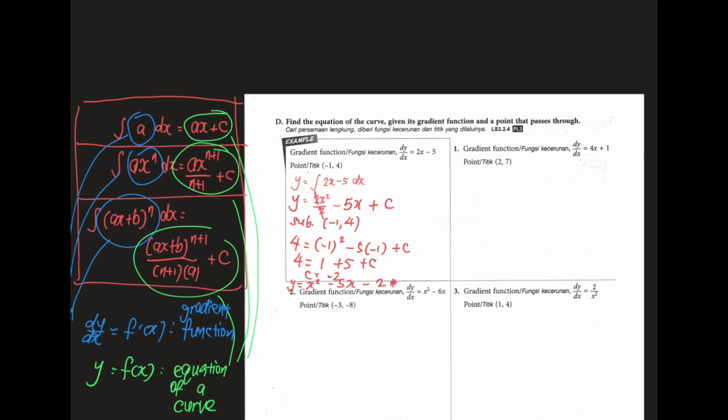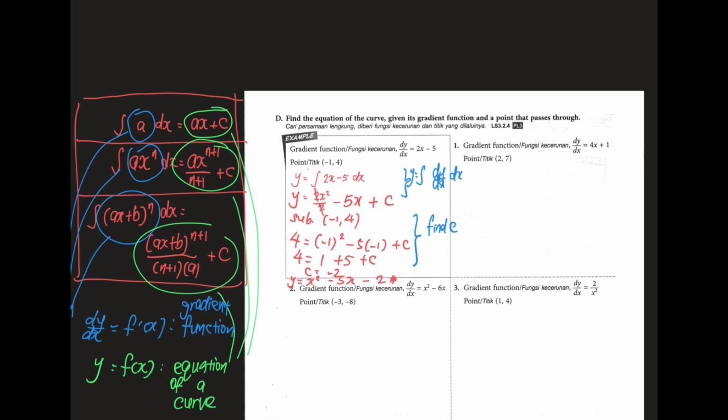So from here you will see the general idea of doing this is to integrate the dy dx, then you will get y. After you integrate dy dx, the second step is to find c, and at the end what you get is the equation of the curve. Okay, so this is part D. Now let's move on.